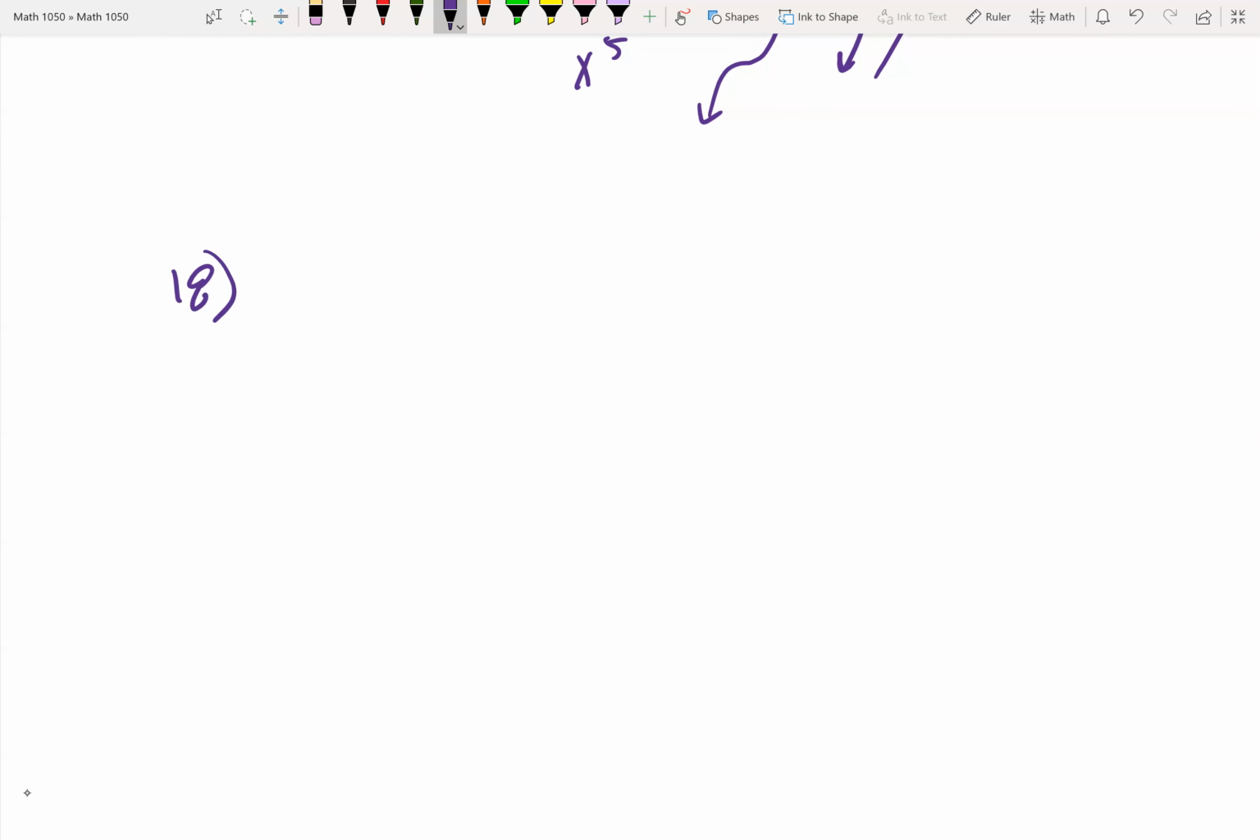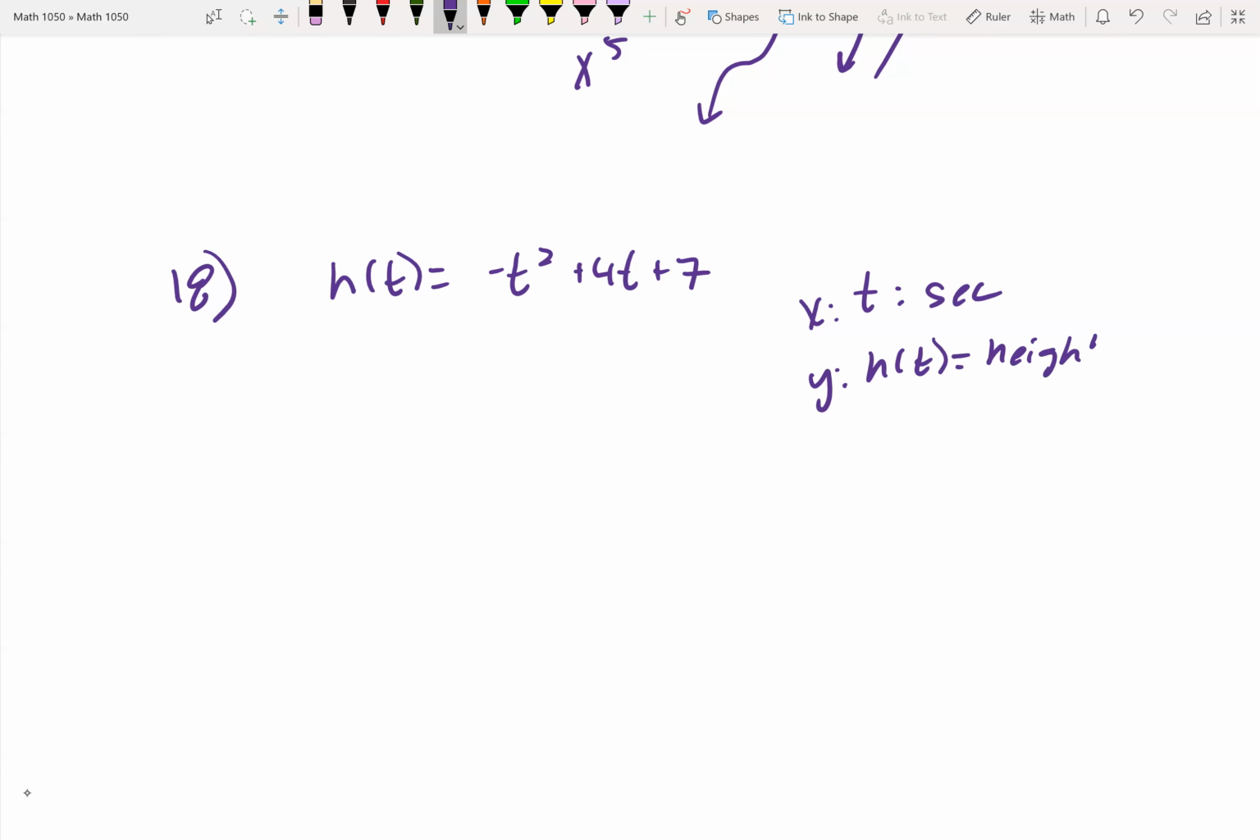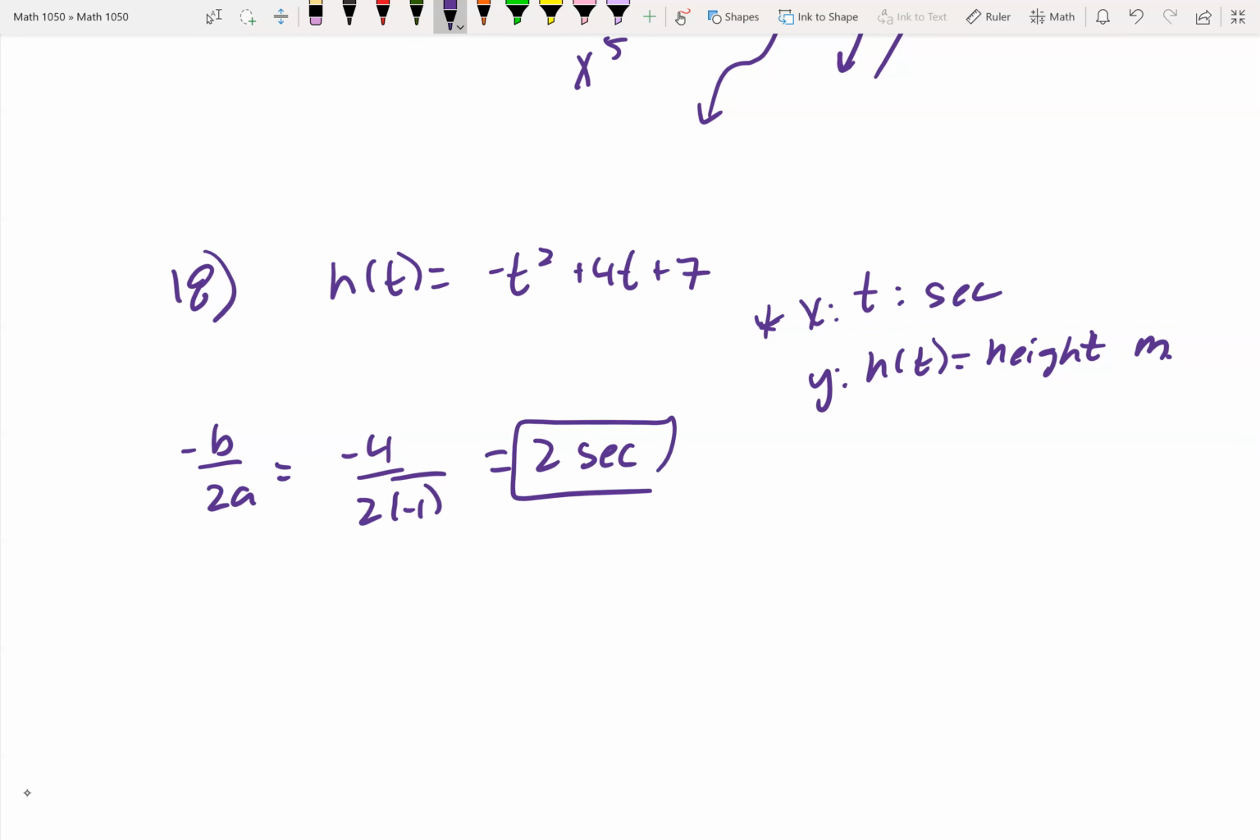Number 18, this equation represents the height of a ball in meters, t seconds after it was thrown. So your x is your t, and that stands for seconds, and your y is your height, and that is in meters. How many seconds does it reach maximum? The seconds is the x coordinate, so they're just asking for negative b over 2a. That's negative 4 over 2 times negative 1, and that gives you a 2. Make sure that you label it.